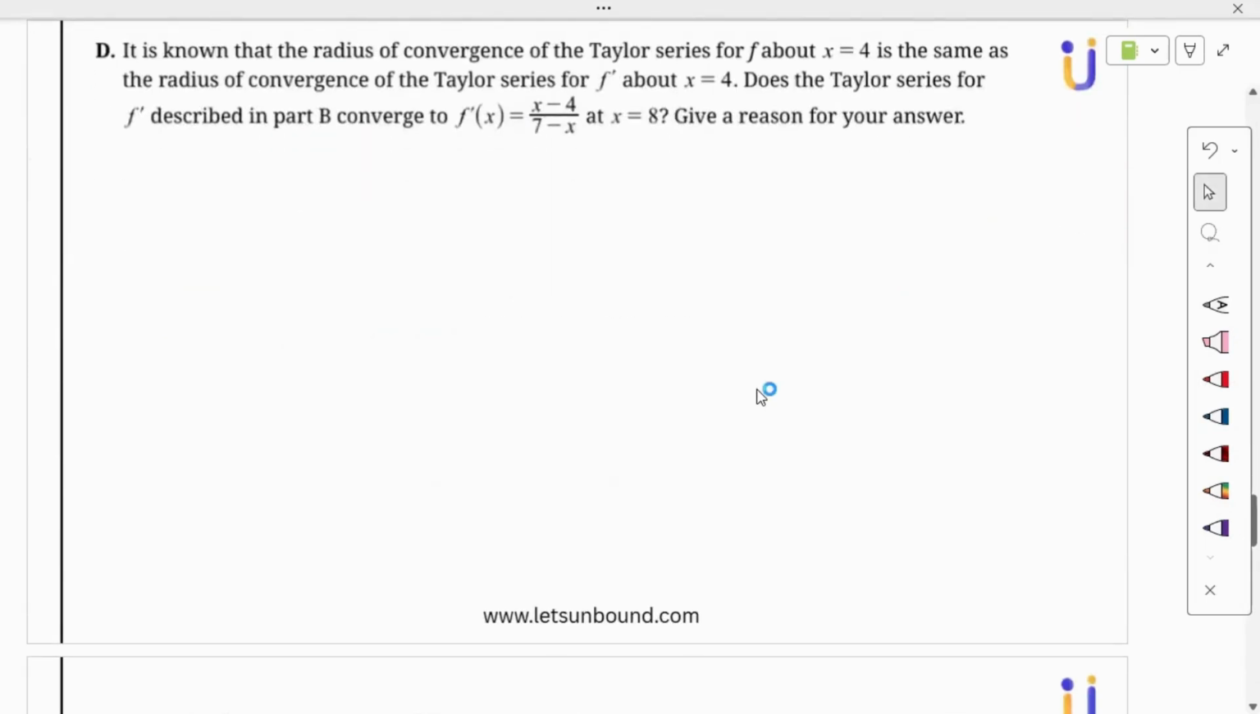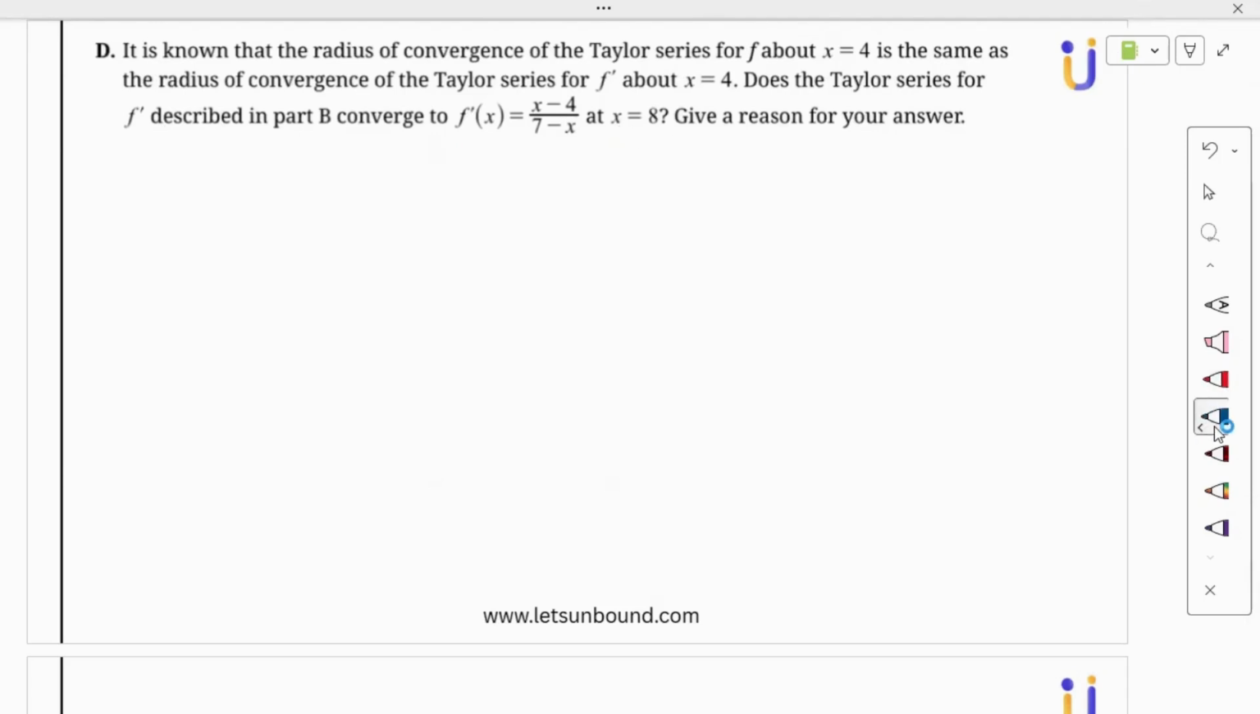It is known that the radius of convergence of the Taylor series for f about x equal to 4 is the same as the radius of convergence for the Taylor series of f prime about the same center. Does the Taylor series for f prime described in part B converge to this? We know that the sum of the series is this much. We just proved it, right? But will it converge at x is equal to 8? That is the thing we need to find here.